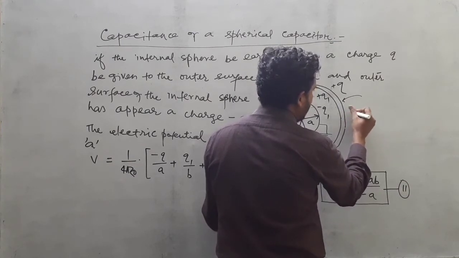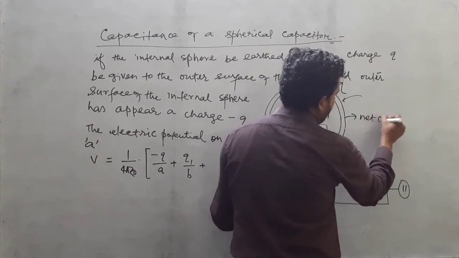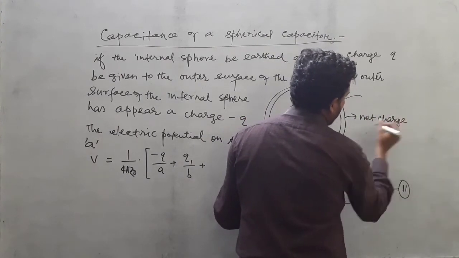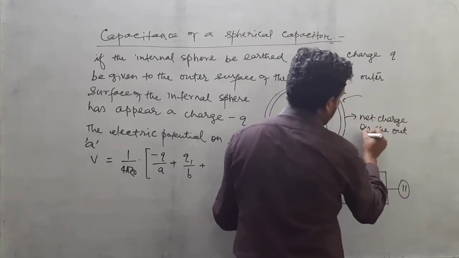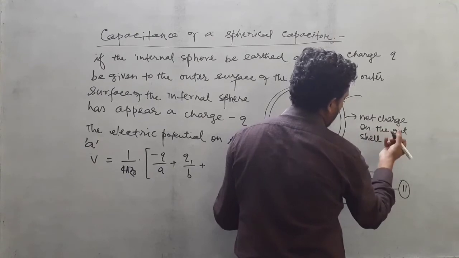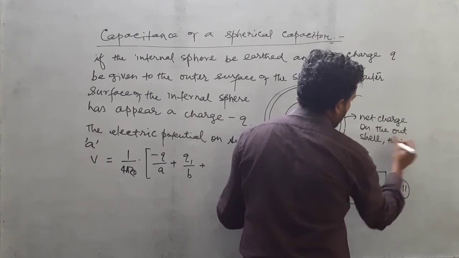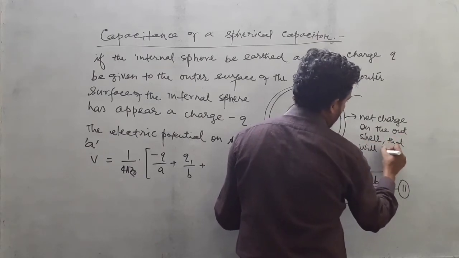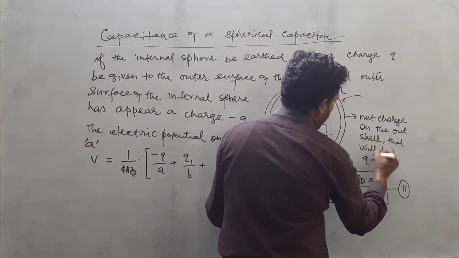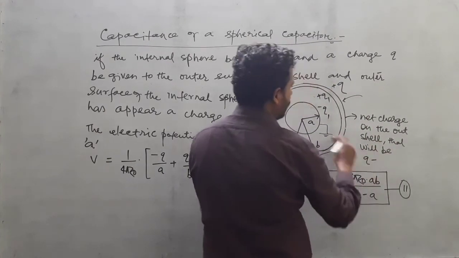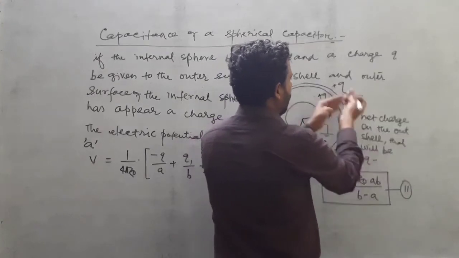So you just write down that the net charge on the outer shell will be Q, the algebraic sum. The algebraic sum is this one, because plus Q1, so alternatively minus Q1 will be there.